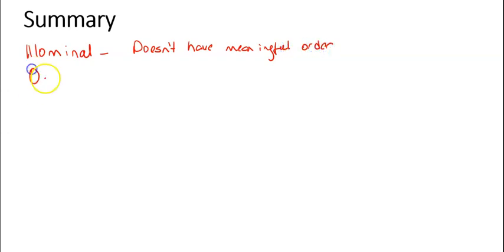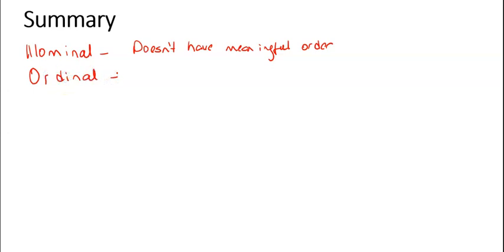Let's summarize what we have learned today. We talked about nominal, ordinal, interval, and ratio scale data. The first one was nominal scale data. This one doesn't have a meaningful order.